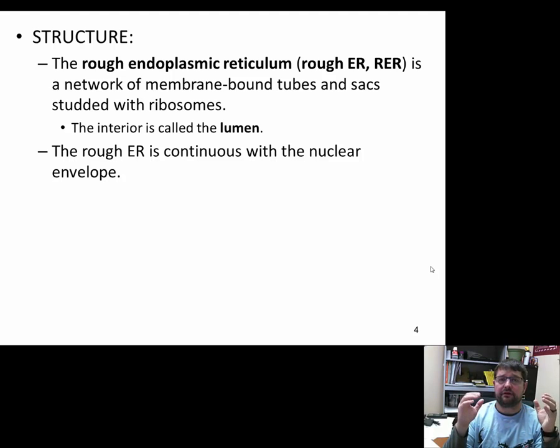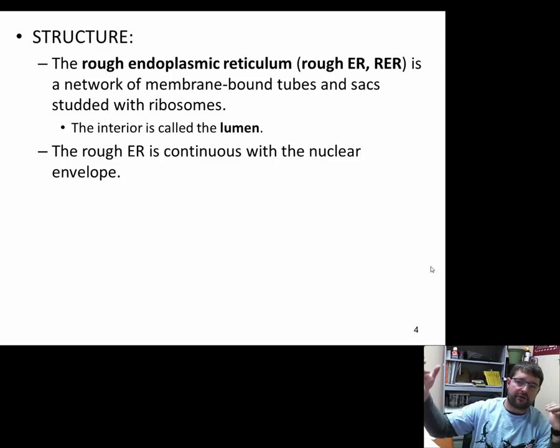The rough ER gets its name because it is loaded with ribosomes. And that should tell you right away what the purpose of the rough ER is. That is the site of protein synthesis. So if we go back to ribosomes, ribosomes are the site where messenger RNA comes in, lays a blueprint down to link amino acids together.